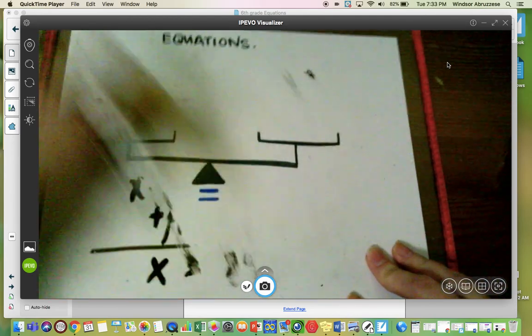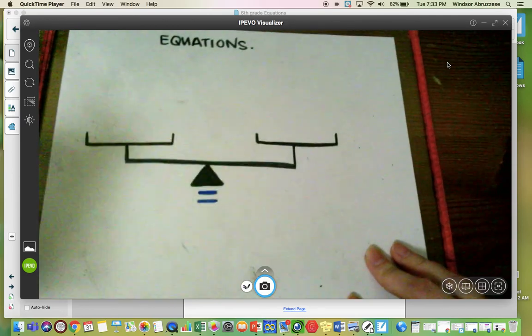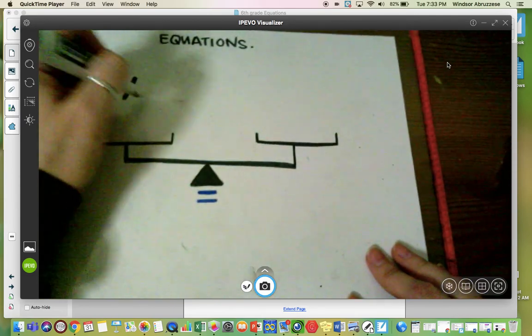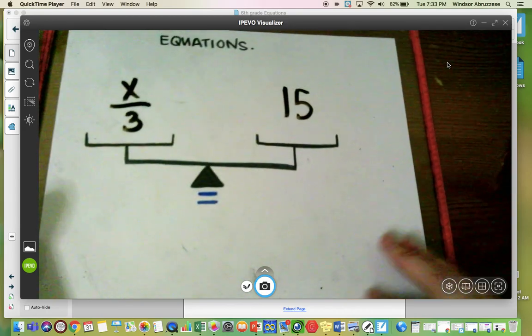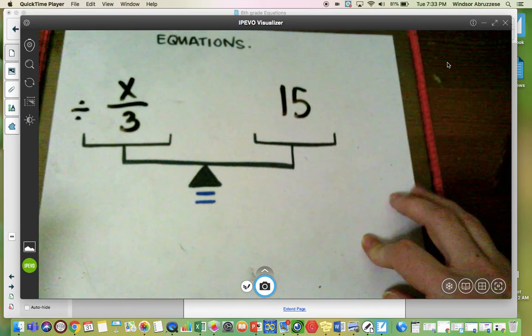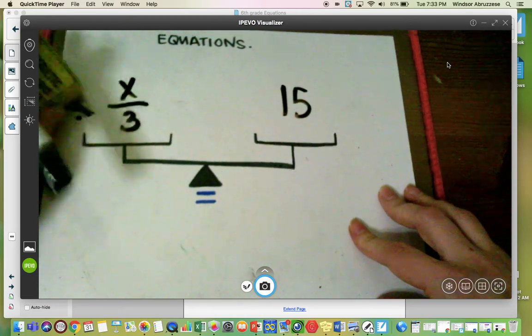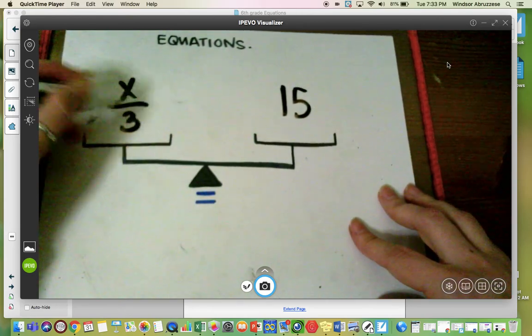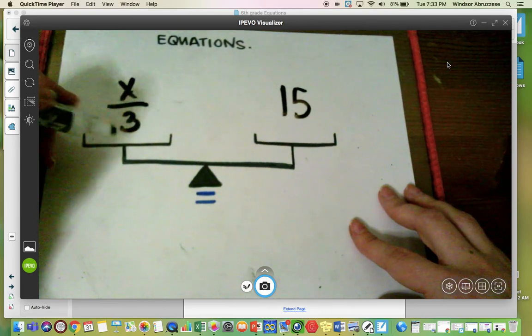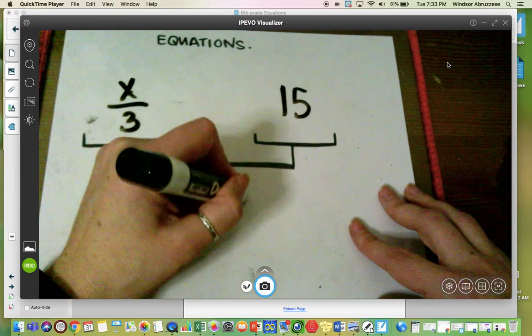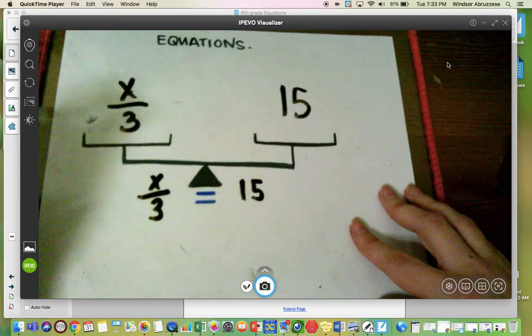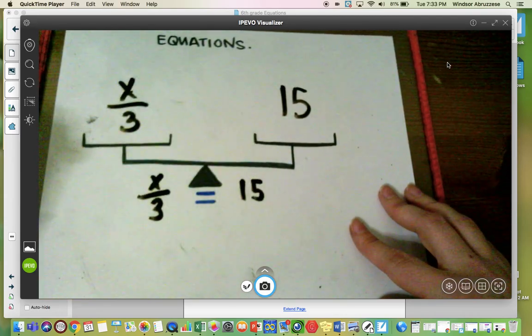The last one I'm going to show you on my little board is x divided by 3 and 15. So again, I am not using this sign to show division. I have x divided by 3. Some number divided by 3 is equal to 15. Think about that for a second. What number do you know divided by 3 is equal to 15?